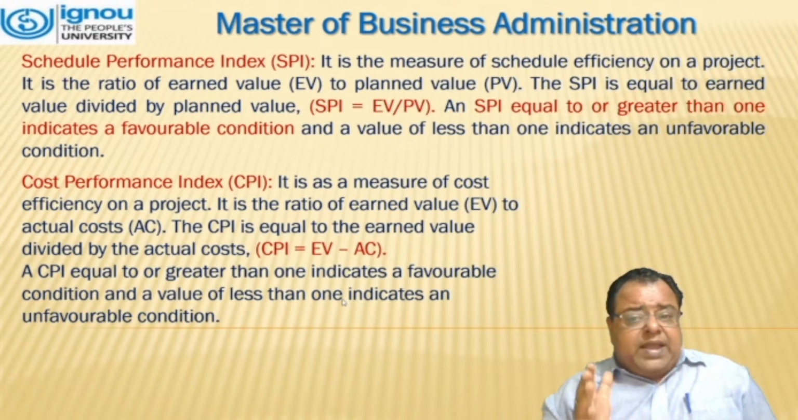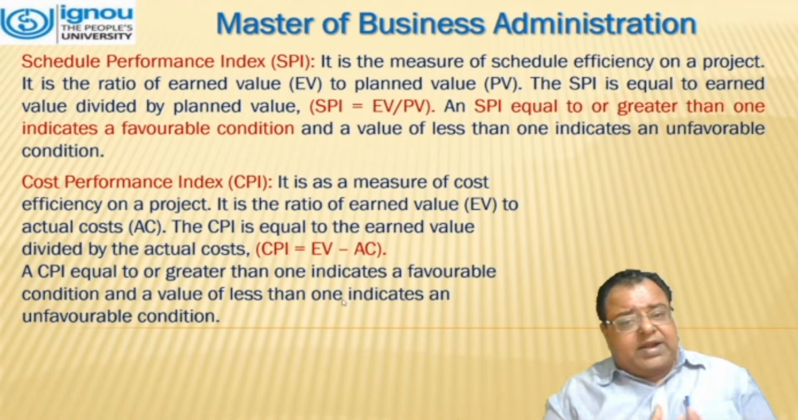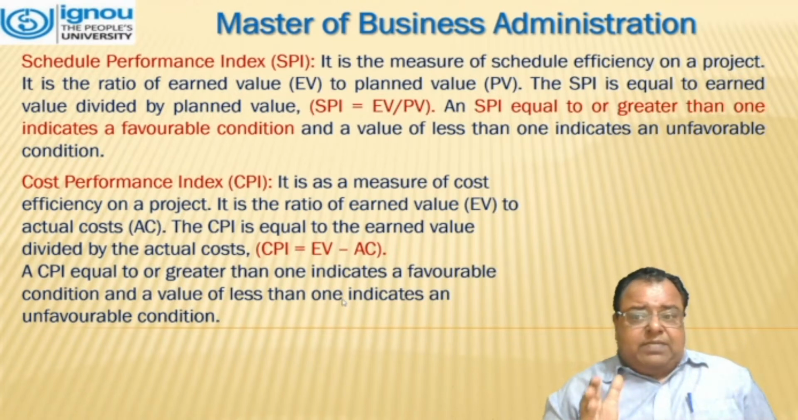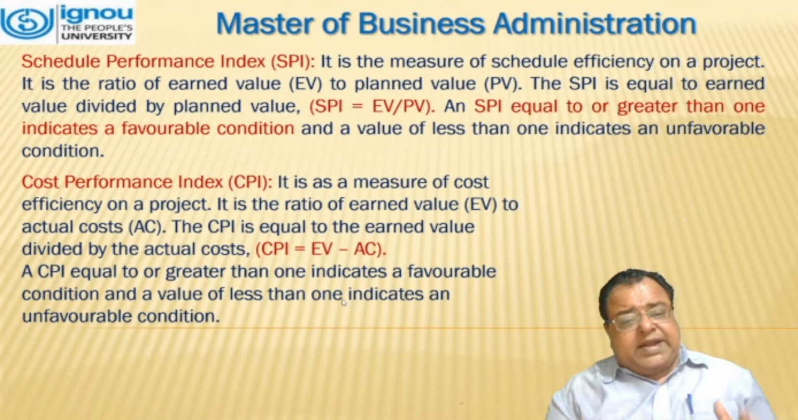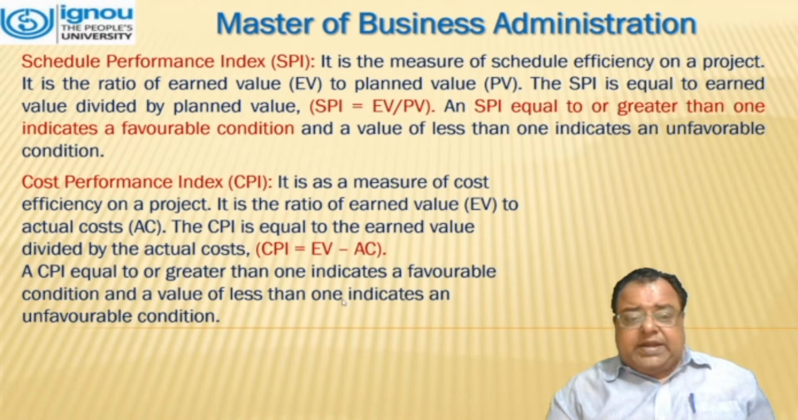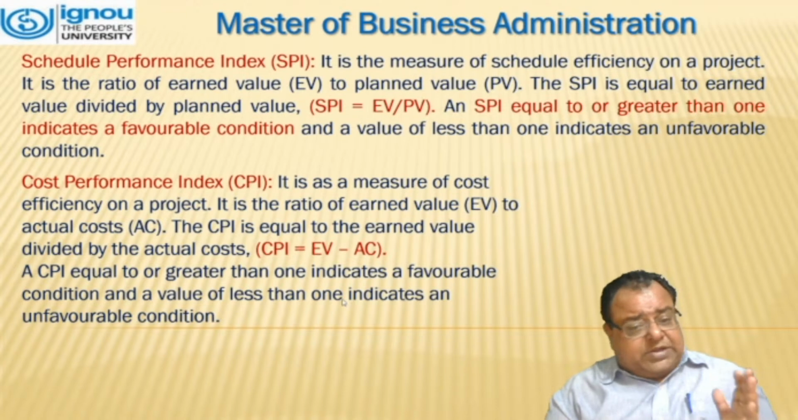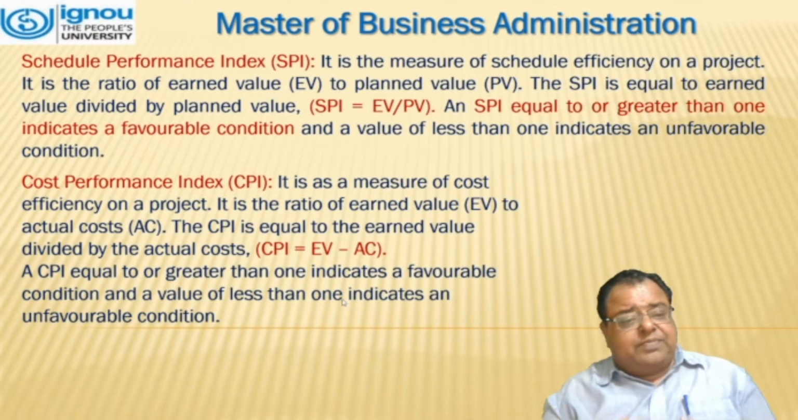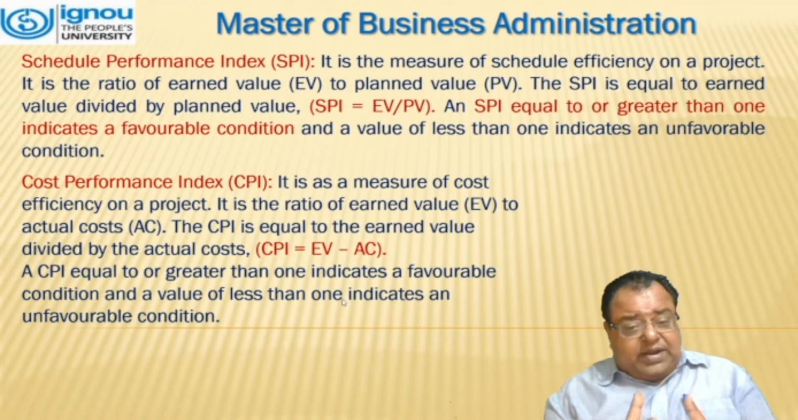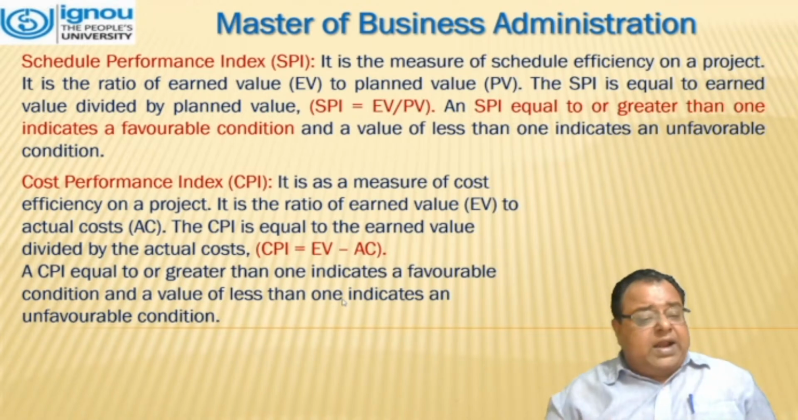If SPI is equal to or greater than 1, it indicates a favorable condition. And if the value is less than 1, it indicates an unfavorable condition. Cost Performance Index, CPI, is a measure of cost efficiency on a project. It is the ratio of earned value to actual cost. The CPI is equal to the earned value divided by the actual cost. CPI equal to or greater than 1 indicates a favorable condition, and a value less than 1 indicates an unfavorable condition.